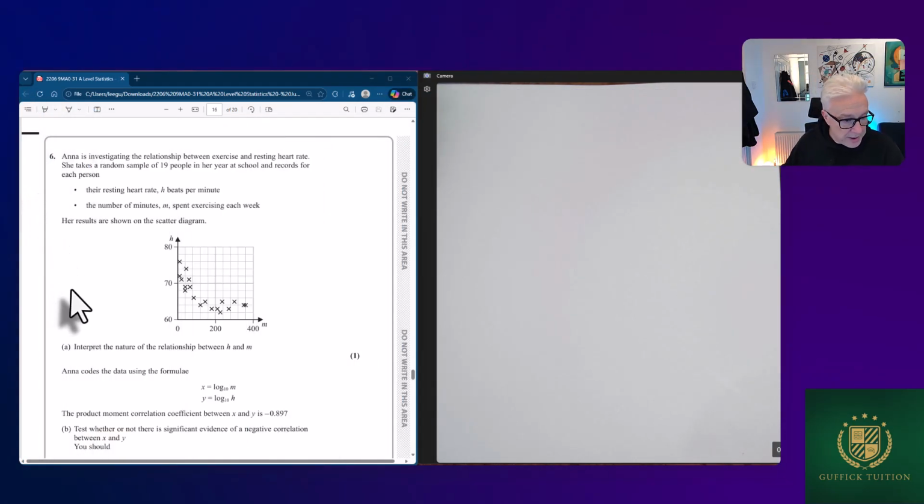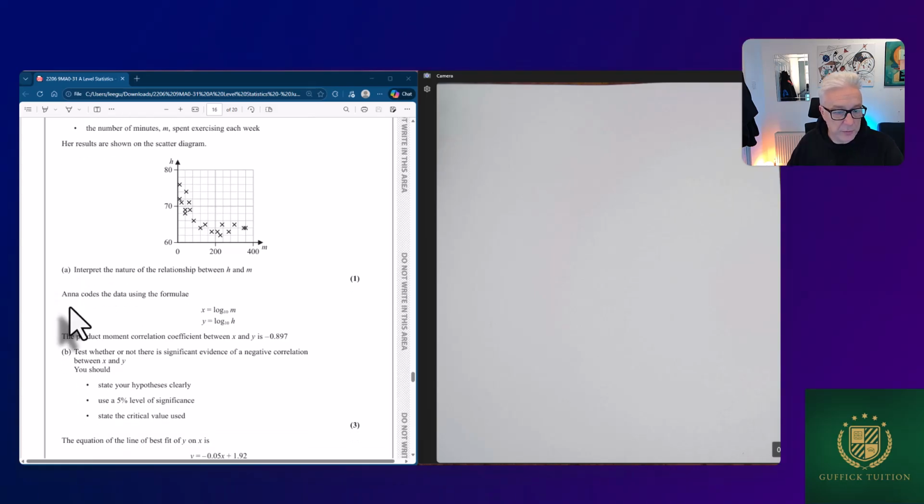Now, Anna codes the data using the formulae x equals log to the base 10 of m and y equals log to the base 10 of h. The PMCC correlation coefficient between x and y is minus 0.897. Test whether or not there is significant evidence of a negative correlation.